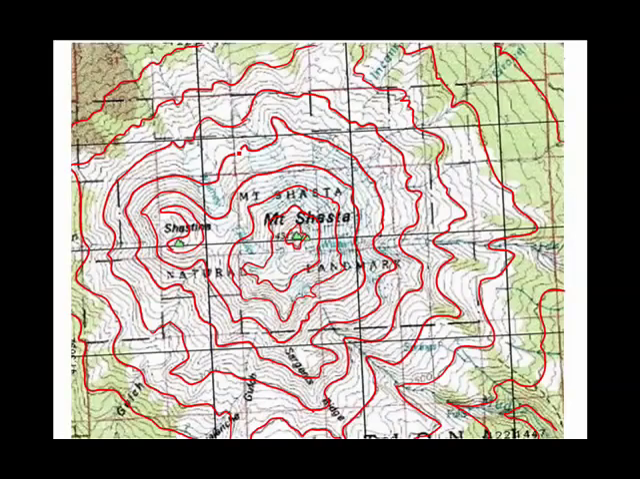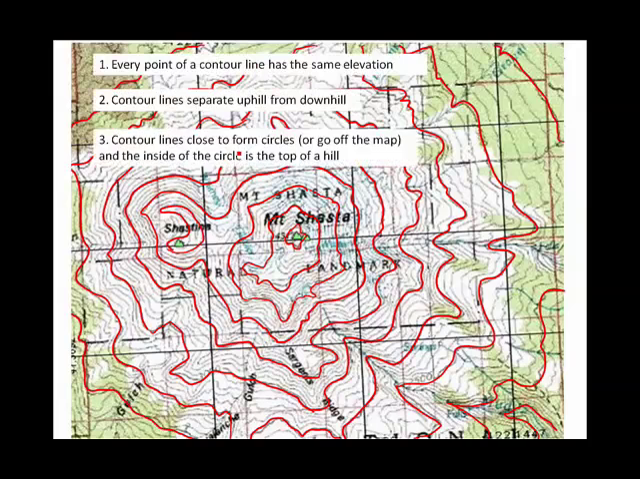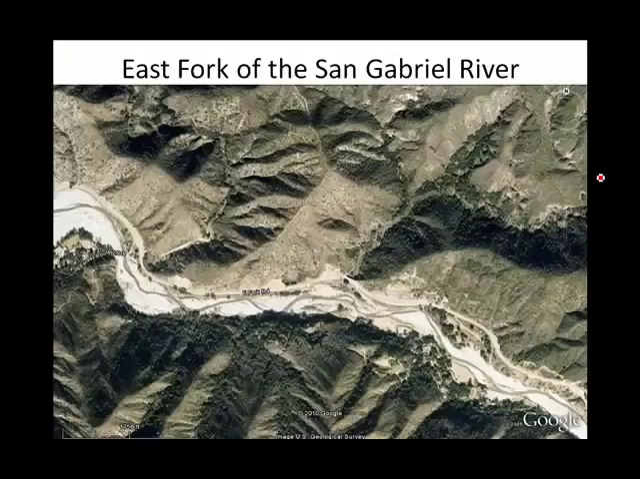We can come up with our first rules of contour lines. Every point of a contour line has the same elevation. Contour lines separate uphill from downhill, and they always close to form circles. Well, always if you had a big enough map. This contour line over here on the right runs off the map, but if you had a bigger map, it would form a big circle. And the inside of the circle is always the higher elevation.